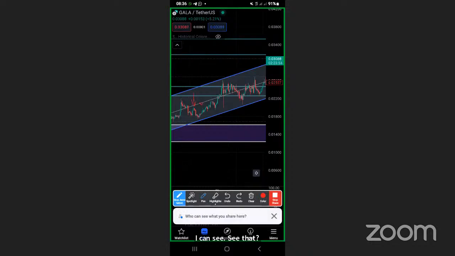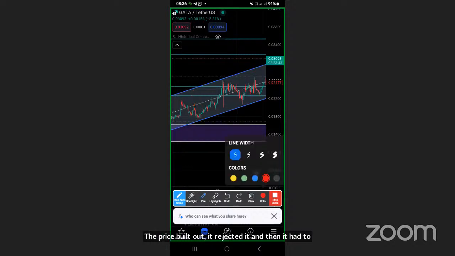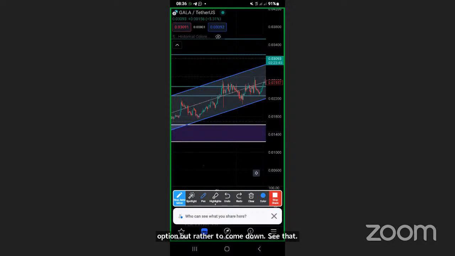Here it was acting as a resistance. See that? It rejected the price from going up. The price built up, it rejected it, and then it had no option but to come down. Same applies to this point. It was still a resistance. But when it was broken above, as it was coming here it was acting as a support. See that? Here it was acting as a resistance again.